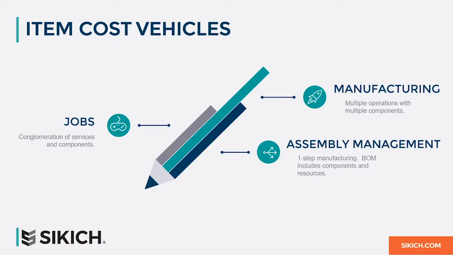Assembly is a simple form of manufacturing. The bill of material combines components and resource usage to collect labor. This is primarily used for one-step manufacturing, where everything goes to a bench and a tech builds the whole thing.